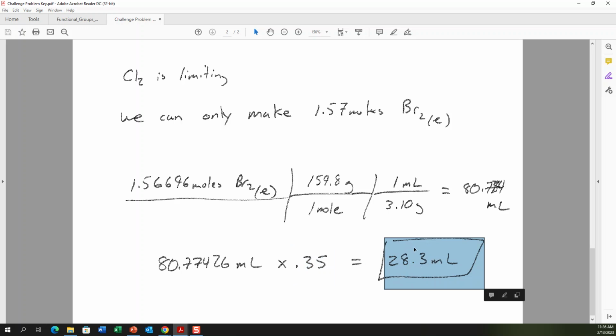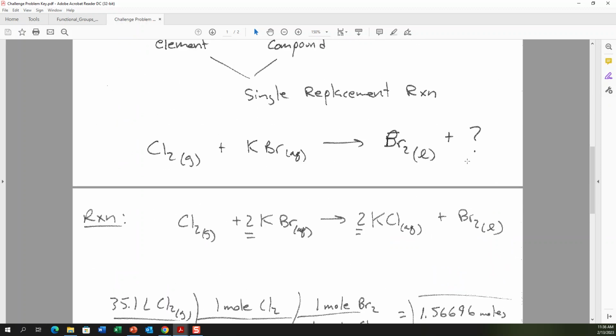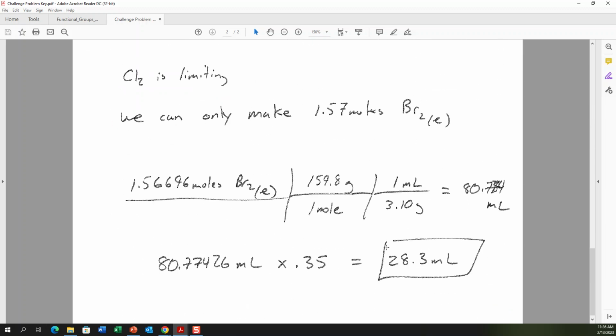And we should round to 3 significant digits at the very end because all the numbers we used in our calculation had 3. Well, actually, I guess 2 because of the 35% yield. So never mind, let me change that. We should round to just 28 milliliters there because the 35% yield was only 2 sig digs.